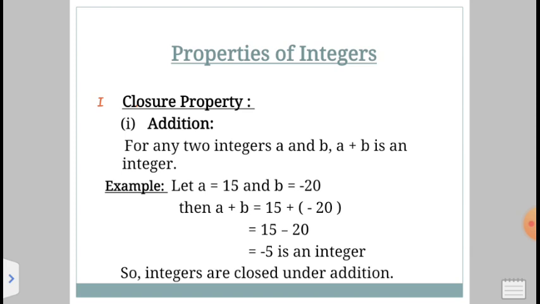b. You all are familiar with how to add and subtract integers. So 15 added to minus 20 gives minus 5. Minus 5 is a negative integer. It is an integer. So when you are adding two integers, you are getting an integer. So we can say that integers are closed under addition. Therefore, closure property is satisfied for integers under addition.